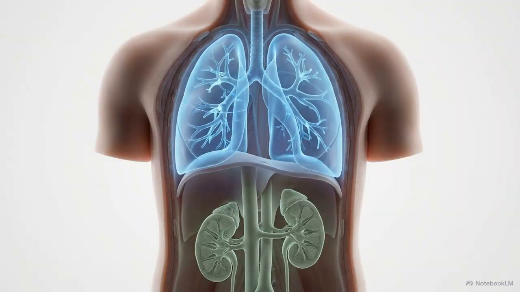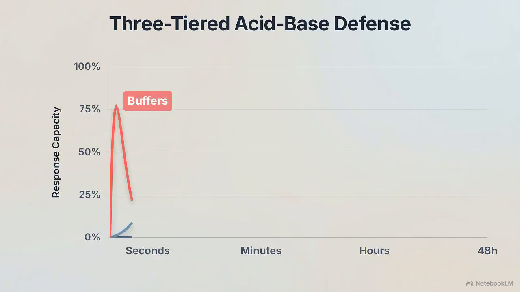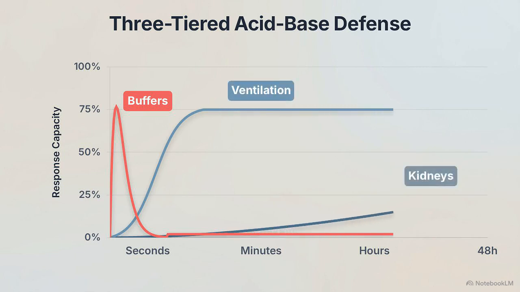With minimal base coming in, the only way to manage the constant acidic byproduct of cellular respiration is to rely on specialized organ systems. They act as exhaust valves, venting out acidic pressure before it builds. This timeline visualizes the body's three-tiered defense hierarchy, the BVK system. It initiates with an immediate spike from chemical buffers, shifts to a high plateau from ventilation in minutes, and concludes with a slow rise from the kidneys over 48 hours.